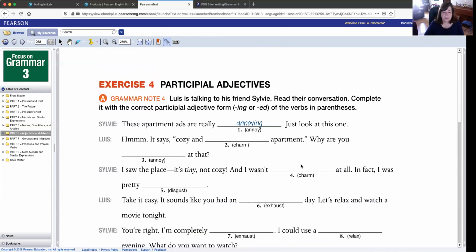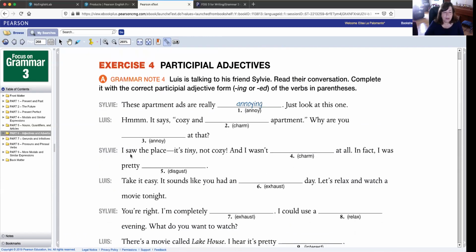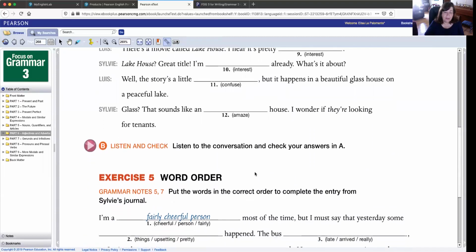Let's do another example. I saw the place. It's tiny, not cozy. Tiny means very, very small. And I wasn't, this is the way he felt or didn't feel. So you need ed. I wasn't charmed at all. In fact, I was pretty, this is the way he feels. So you're going to put ed. I was pretty disgusted. Okay, finish that exercise.